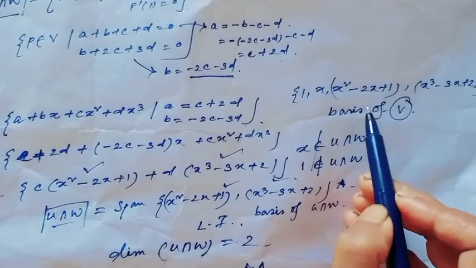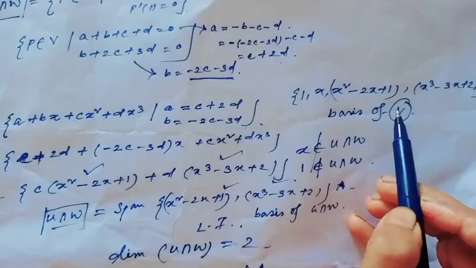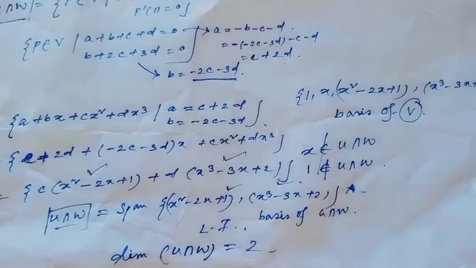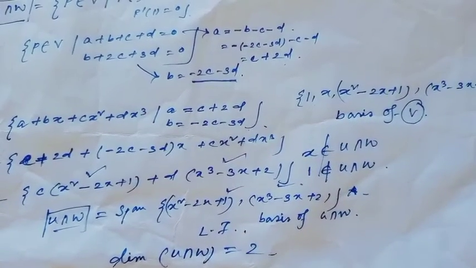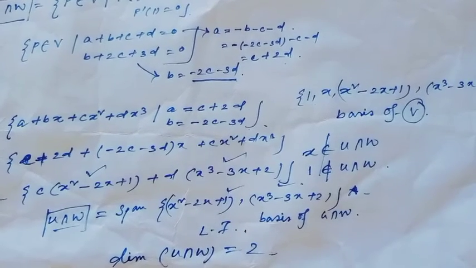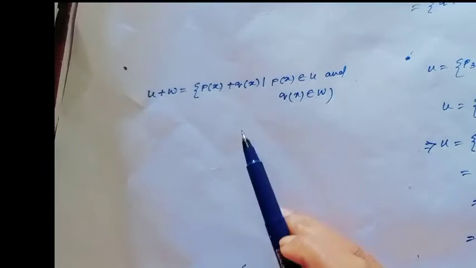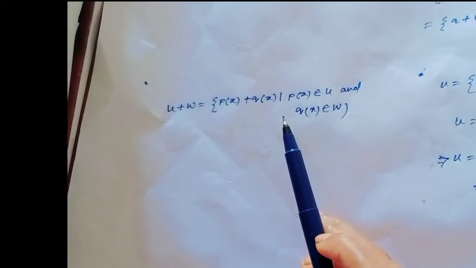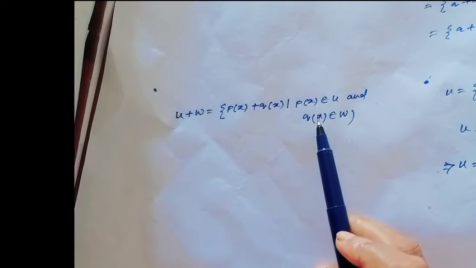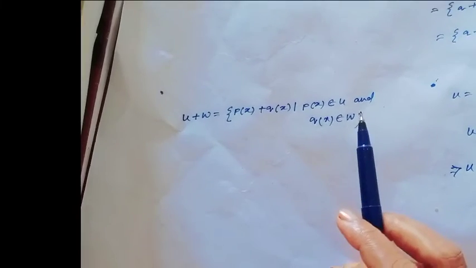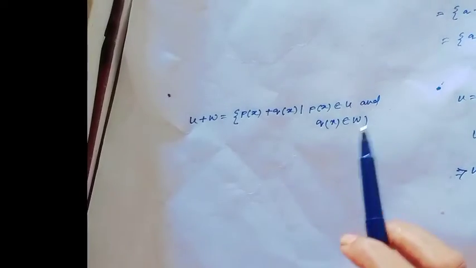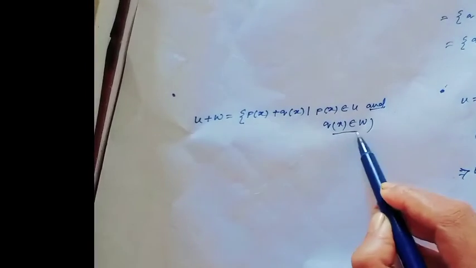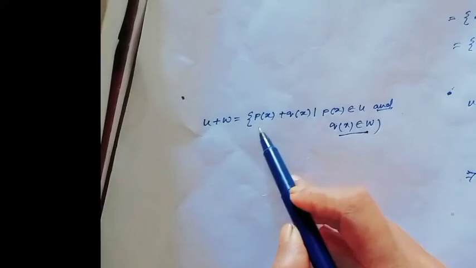Also, this spanning set is obviously linearly independent. Have you understood how we have to find the extension basis of the original vector space V by the subspace? Okay. We have to find U plus W, and U plus W means actually the set of those polynomials p(x) plus q(x) such that p(x) belongs to the subspace U and q(x) belongs to the subspace W. This set is of such type, we all of us know.